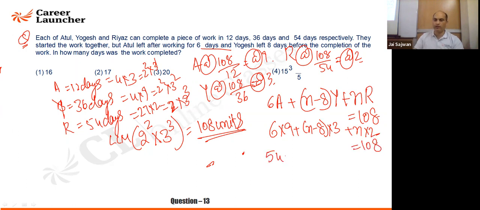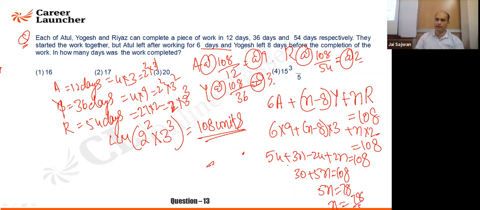So it is 6 nines are 54, 3n minus 24 plus 2n is equal to 108. I'll say 54 minus 24 is 30, plus 5n is equal to 108. 5n is equal to 78. N is equal to 78 by 5. So what do I get? 15 5s are 75, so 15 and 3 by 5 days. So I'll say the total number of days taken by them is 15 and 3 by 5, Aman Tyagi and Parul Chaudhary, it is correct. So 15 and 3 by 5 is the correct answer.